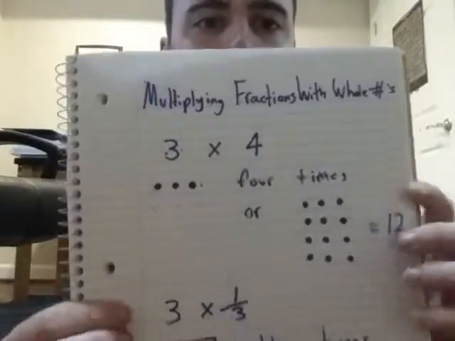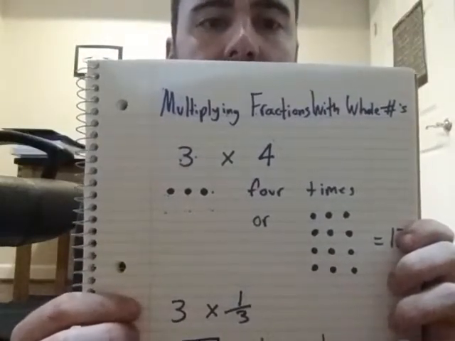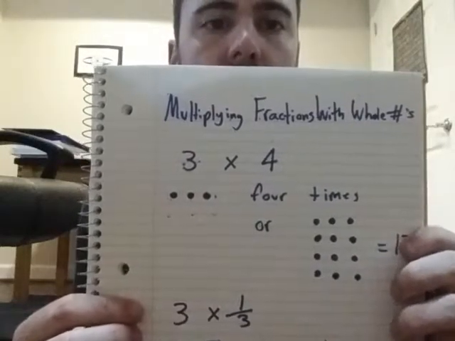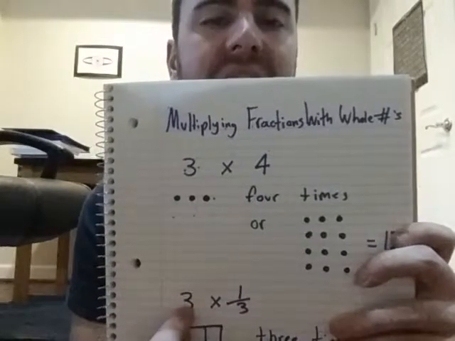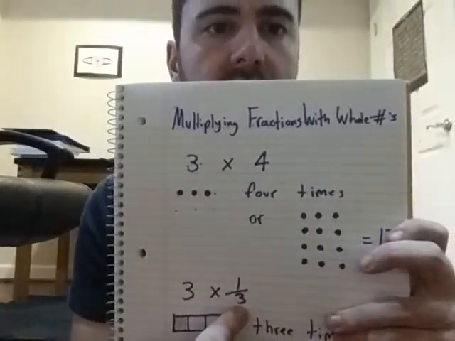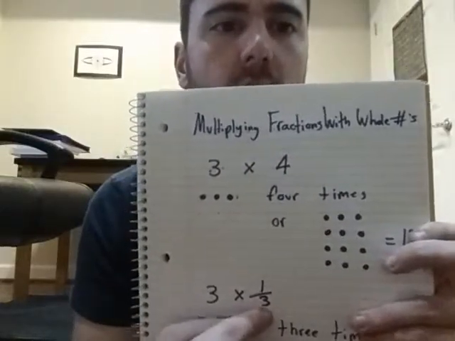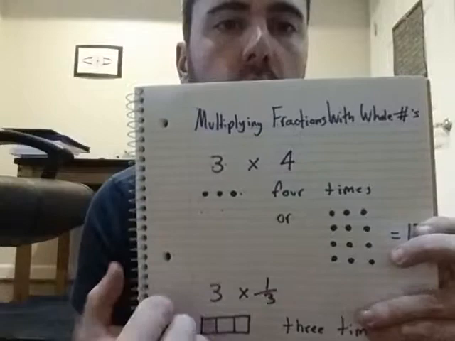Now multiplying fractions with whole numbers is actually just the same exact thing. You're asking yourself, how many times am I repeating something? Well, we could say, I'm repeating 3, 1/3 times. You could do that, you really could. But an easier way to do it is, I'm repeating 1/3, 3 times.